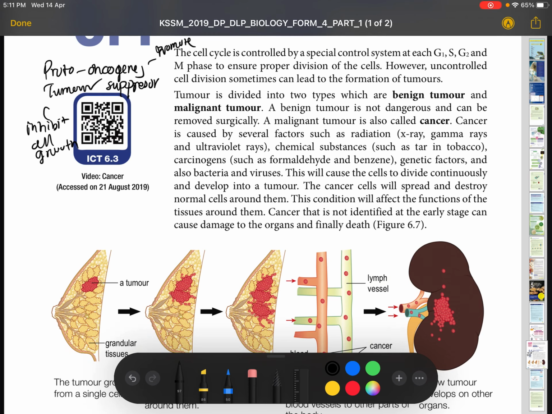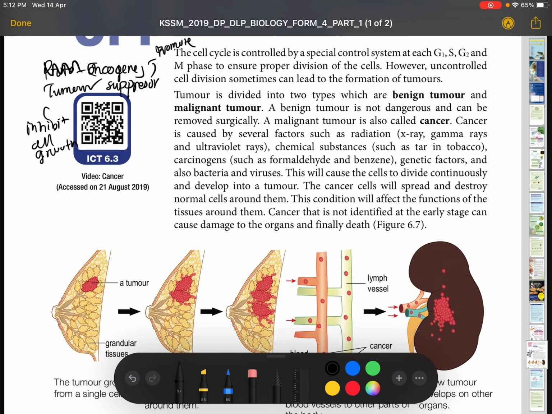But when a cell is infected by a virus, or undergoes mutation due to all of these factors, the proto-oncogenes mutate. So now it's no longer proto-oncogenes. It's just oncogenes now. When they form oncogenes, it's going to cause the division to become even faster.